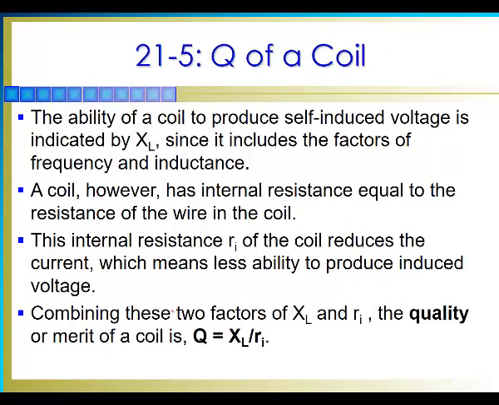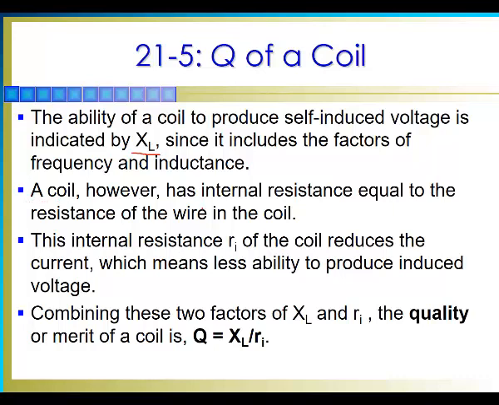The ability of a coil to produce self-induced voltage is indicated by the reactance. In other words, the reactance determines how much voltage this coil can induce, since it is a factor of frequency and the inductance. So the frequency, the inductance, and the current determine the induced voltage. Remember, the induced voltage depends more on the rate of change of the current itself.